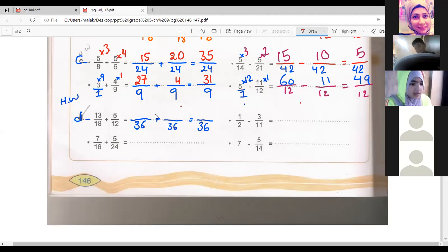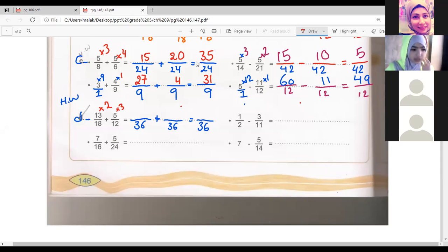We make a times. Which number in table 18 gives us 36? 2, we multiply by 2. Which number in table 12 gives us 36? 3, we multiply by 3. 13 times 2 is 26. And 5 times 3 is 15. Add them together: 41. Bravo, Mariam. Thank you.